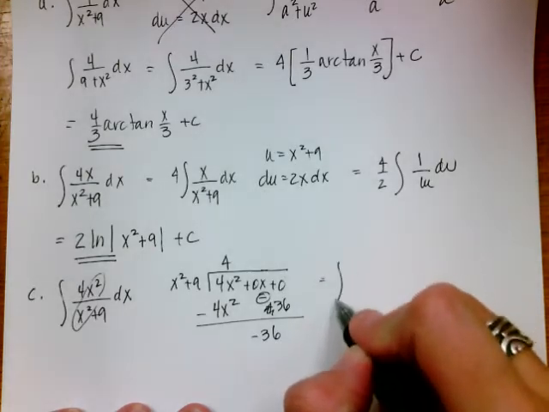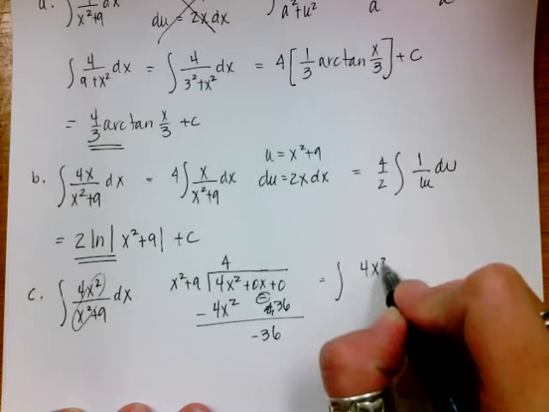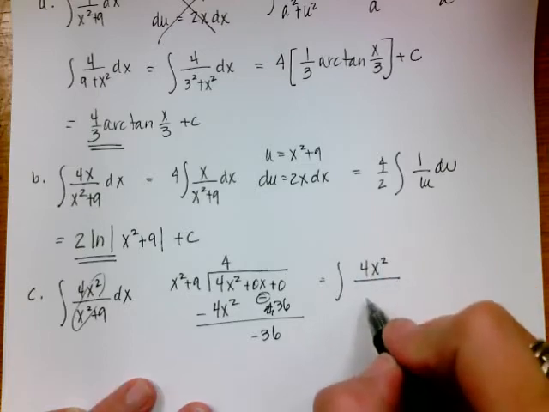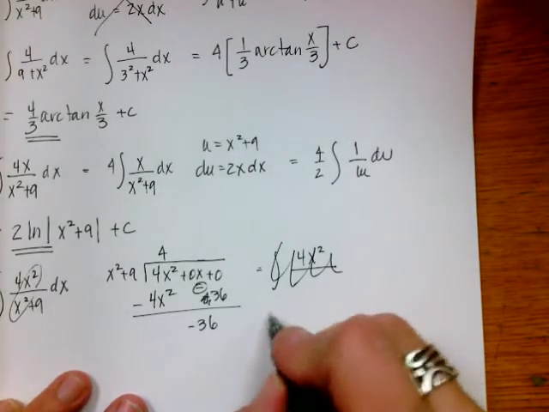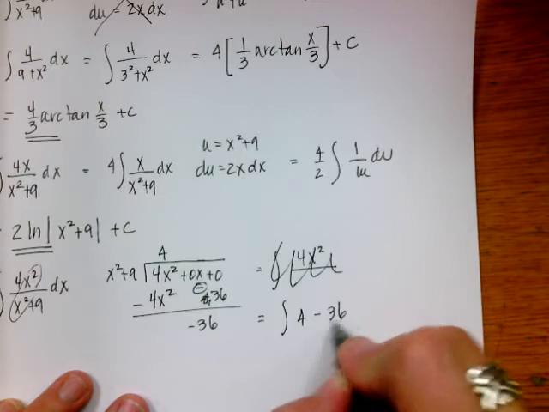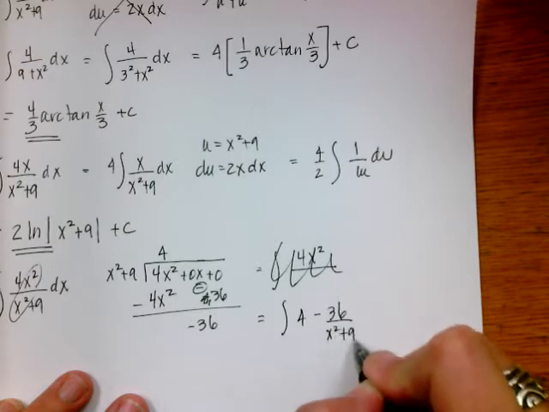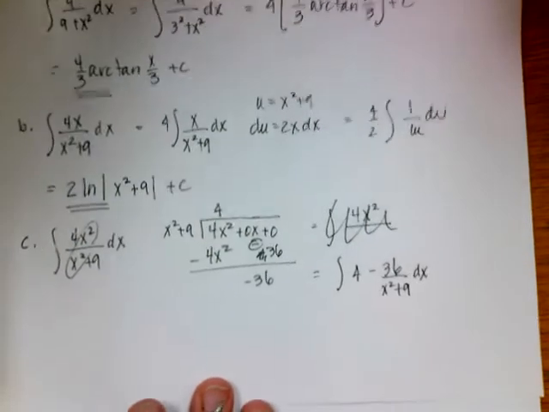So I can rewrite my integral as, sorry, brain and mouth aren't working, let me try again, it's going to be 4 minus 36 over x squared plus 9 dx. A little punchy after doing this one so many times.